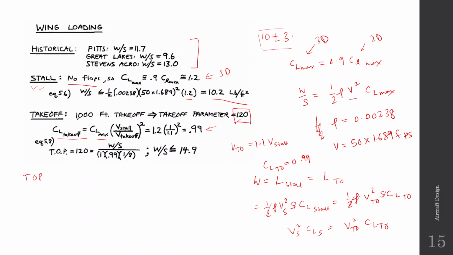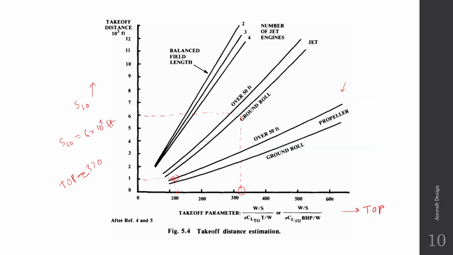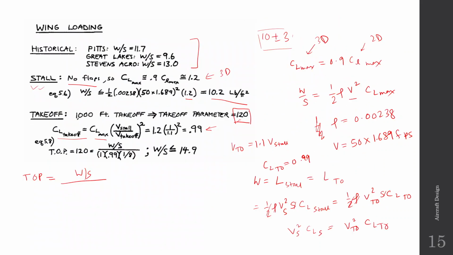Now if you remember what the takeoff parameter is, the takeoff parameter is wing loading by sigma and CL and the power loading, HP by weight. Okay, so this is the relationship. So in this formula now you know the takeoff parameter, it is 120, and you can assume that you are taking off from sea level, so sigma is 1, and CL as we calculated is 0.99, and HP by W.